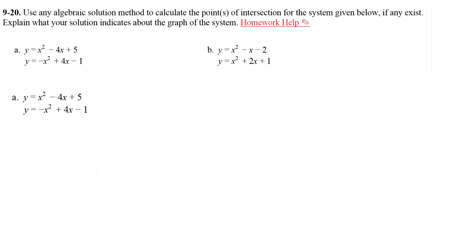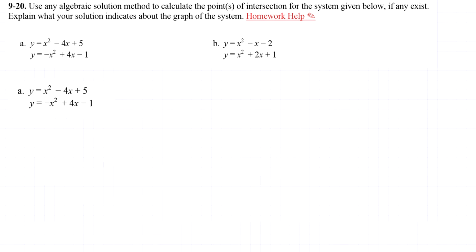Alright, so 9-20, it says use any algebraic solution method to calculate the points of intersection for the system given below, if any exist. Explain what your solution indicates about the graph of the systems.